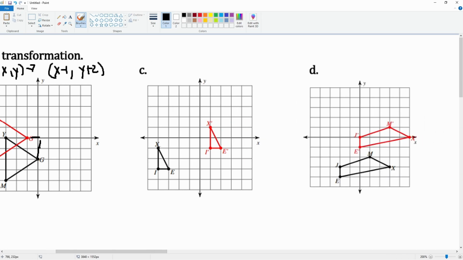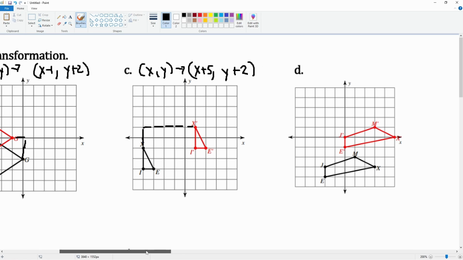For C, let's grab X to X prime. So it went 1, 2. So the Y is going to be plus 2 for the up 2. And X is 1, 2, 3, 4, 5. 5 right. So the rule is X plus 5, Y plus 2.